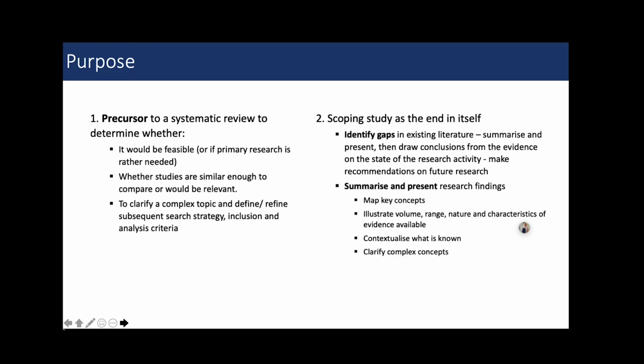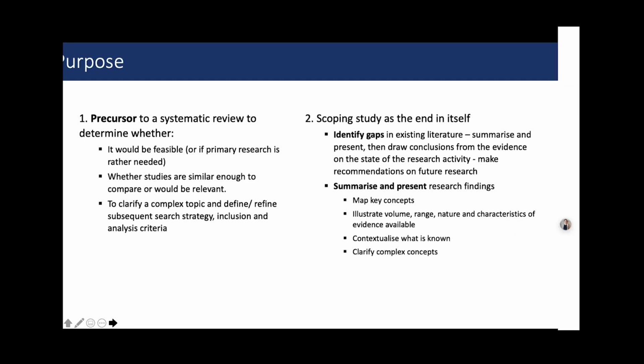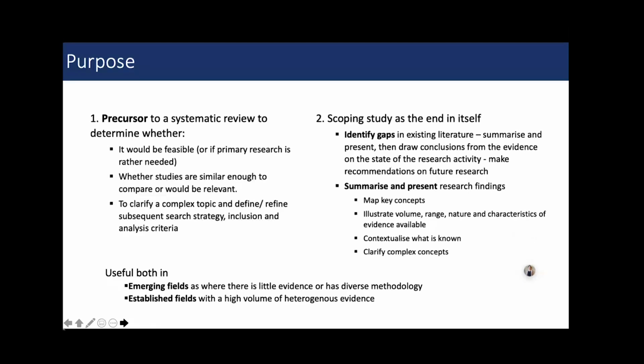But you can also use a scoping study as an end in itself. It can be used to identify the gaps in the literature. So you summarize everything that's out there, and then you draw conclusions on what future research should be focusing on. It can also be used to summarize and present the data that's out there, either mapping the key concepts or looking at what evidence is there, mapping the range, the nature, the characteristics, contextualizing what is known, and also clarifying some complex concepts.